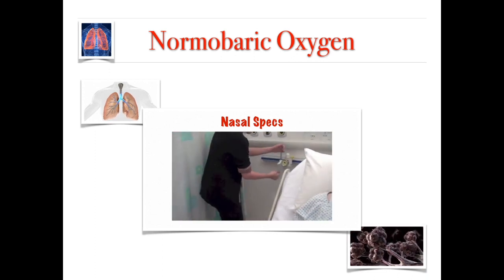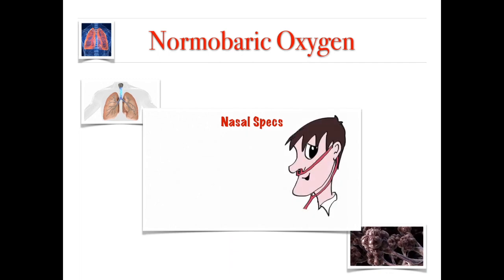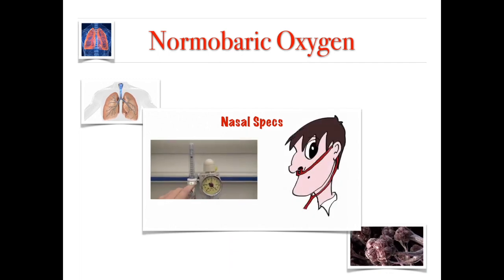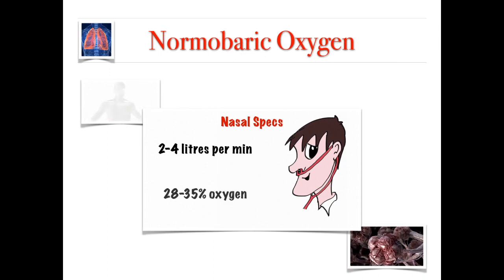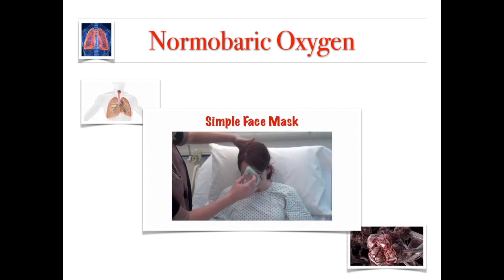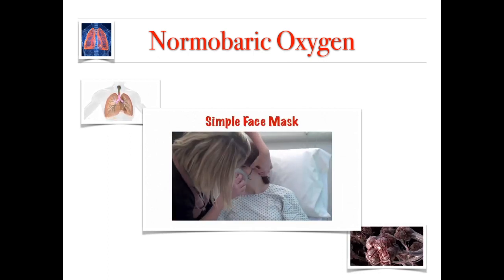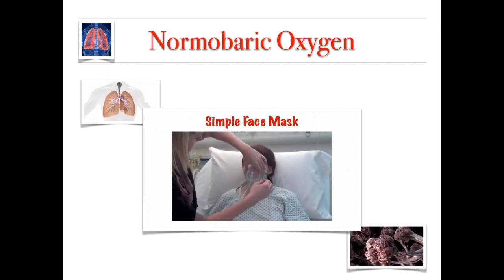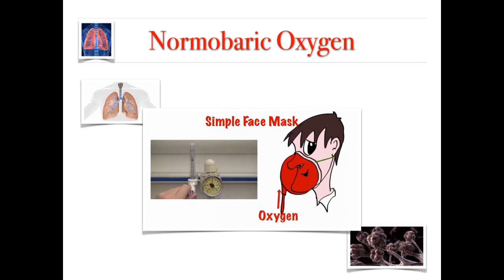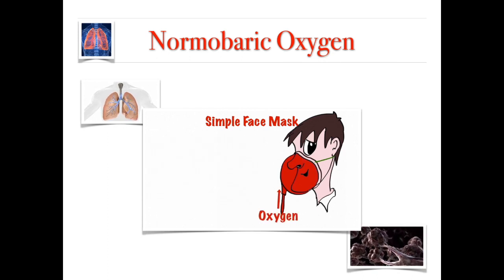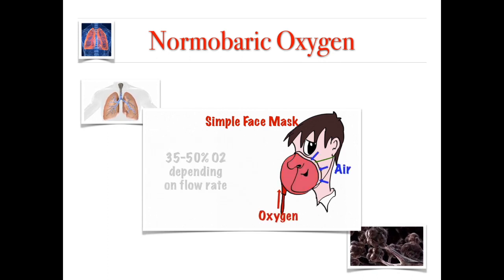The disadvantage of nasal specs is we can't really deliver a high rate of oxygen, so we can only use it for lower levels of supplementary oxygen from 2 to 4 litres a minute, which equates to approximately 28 to 35%. The simplest type of oxygen mask relies on the flow of oxygen to deliver the percentage of oxygen required. The higher the flow rate, the higher the percentage of oxygen delivered. That said, it's not very accurate. The faster the patient breathes in, the more air is entrained via the sides of the mask and mixed with the flow of oxygen, diluting the oxygen that's inhaled.